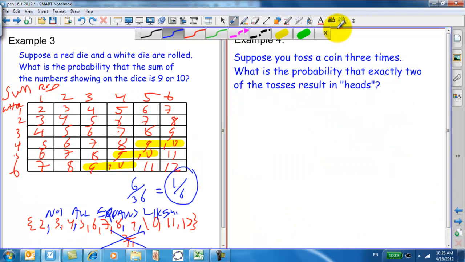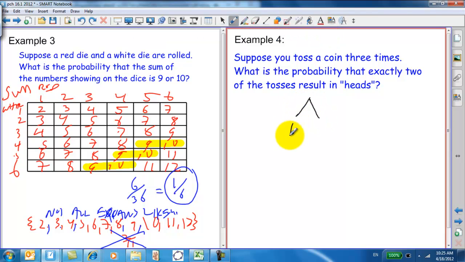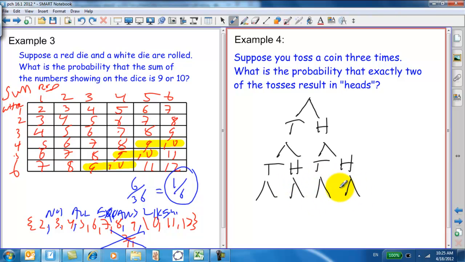Suppose you toss a coin 3 times. What's the probability that exactly 2 of the tosses result in heads? So let's use a tree diagram on this one. Tails or heads, and then we split off that into tails or heads, and then we split off that into tails or heads, tails or heads, tails or heads. And each of the leaves of this diagram represents a possible outcome. So you get a total of 8 results.